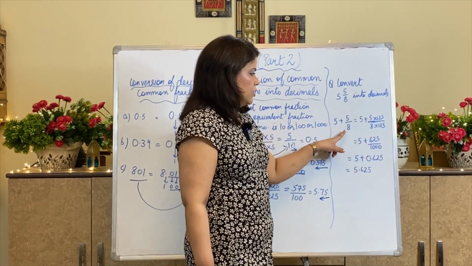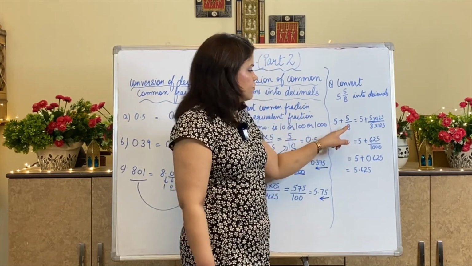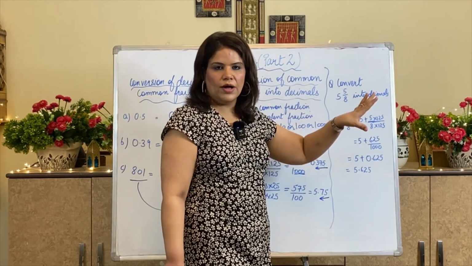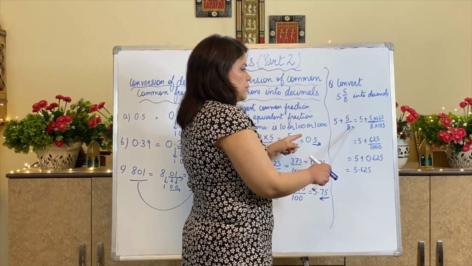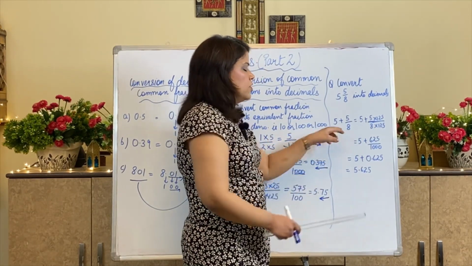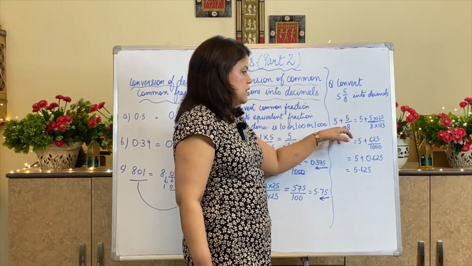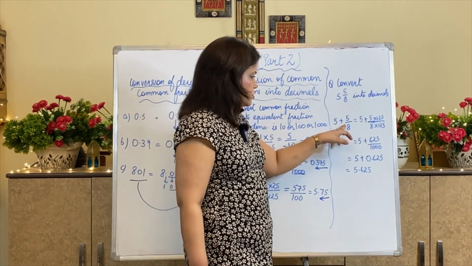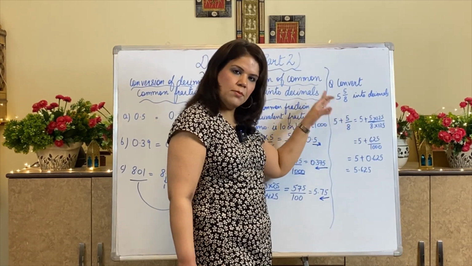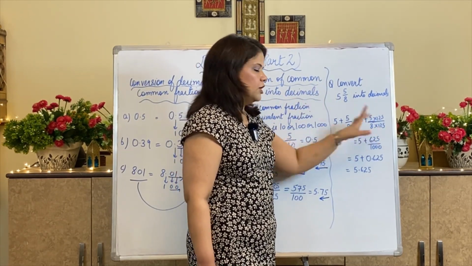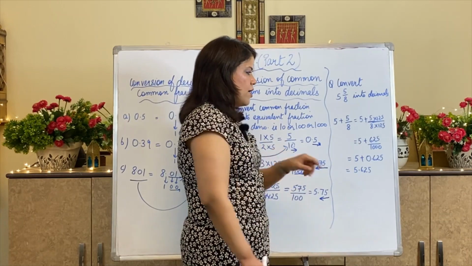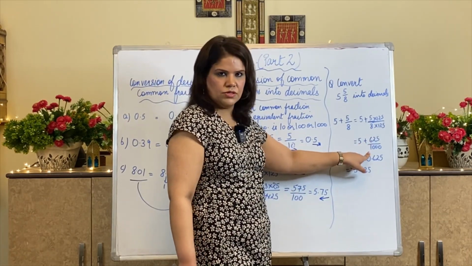So what I have done, I know with practice that from 8 I can go to 1000 by multiplying it with 125. So I have multiplied 8 with 125. So that I can reach 1000, I need to multiply the same number with the numerator as well. So 5 into 125, 8 into 125. From this I have got 625 by 1000.